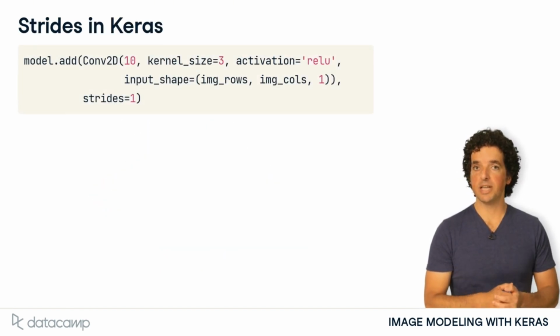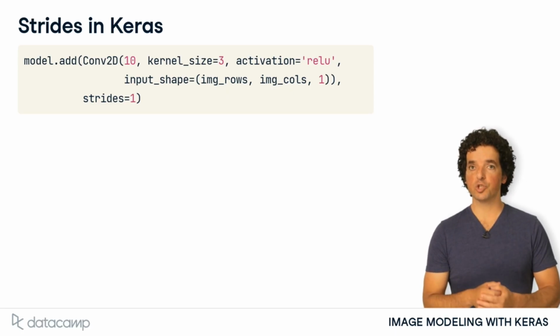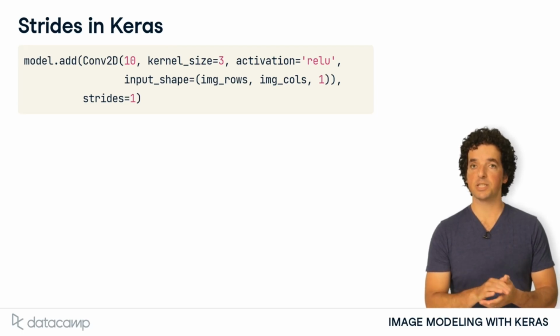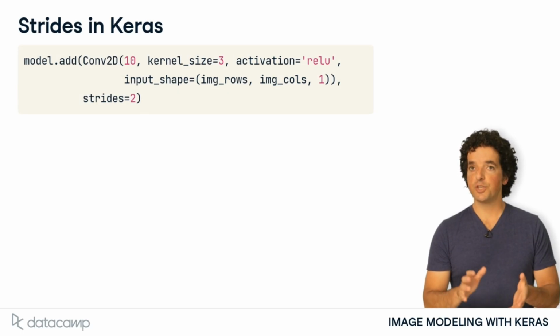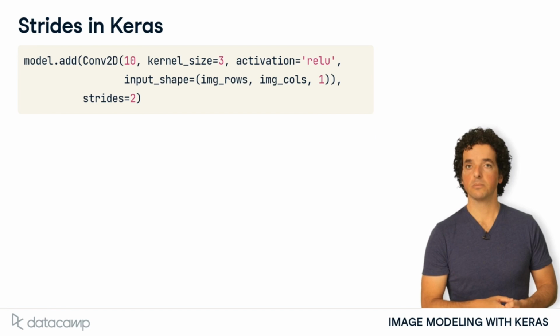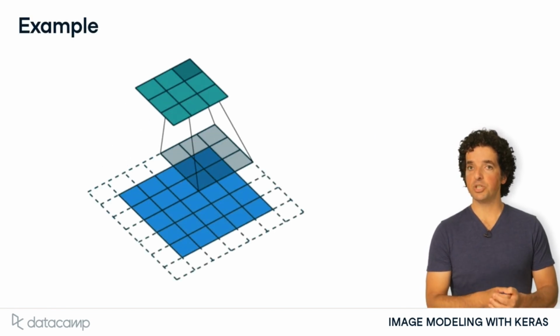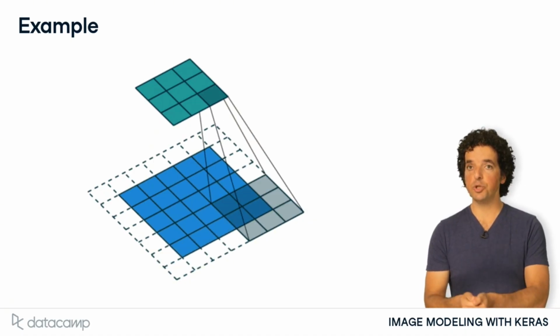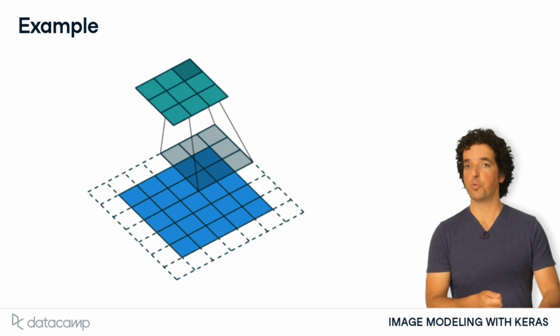Strides are also implemented as a keyword argument to the conv2d layers. The default is for the stride to be set to 1. This means that the kernel slides along the image and is multiplied and summed with each pixel location. If the stride is set to more than 1, the kernel jumps in steps of that number of pixels. This also means that the output will be smaller. For example, if the input image is 5 by 5 and there is both 0 padding and strides set to 2, the output will have a size of 3 by 3.